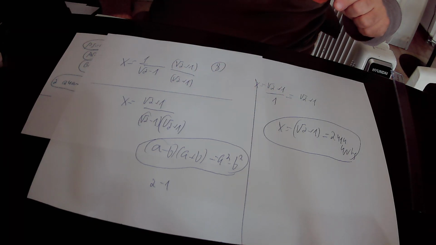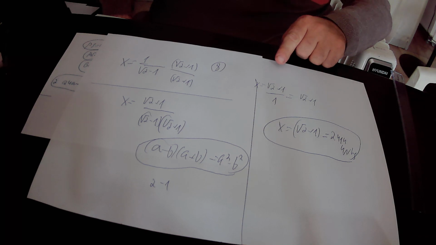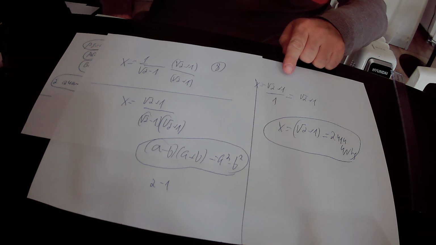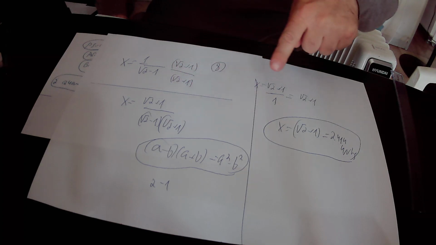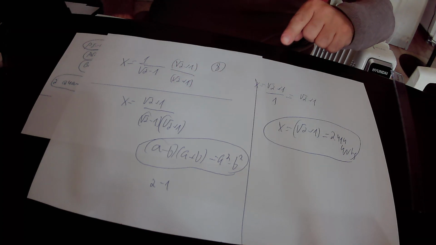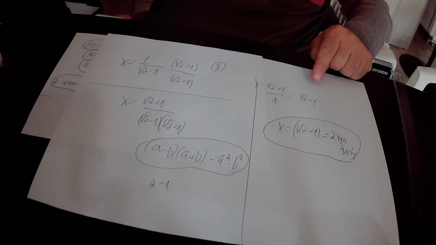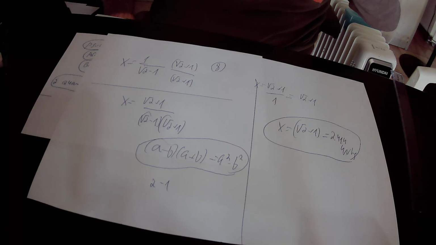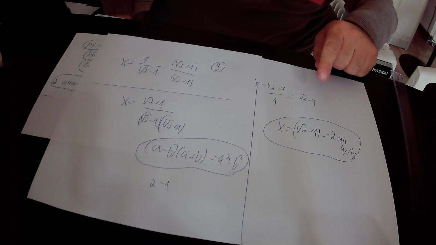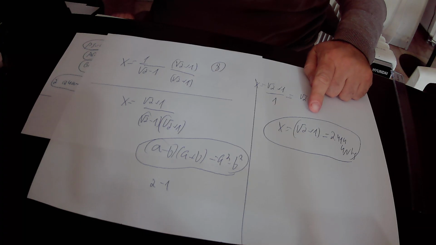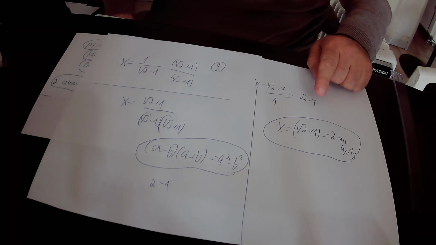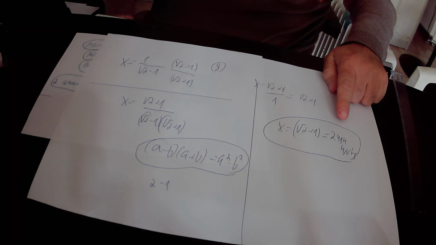Therefore x equals the square root of 2 plus 1 over 1, and square root of 2 plus 1 over 1 is square root of 2 plus 1. So in total, we found out in conclusion that x equals square root of 2 plus 1 units, or in terms of numbers, x equals 2.414 units.